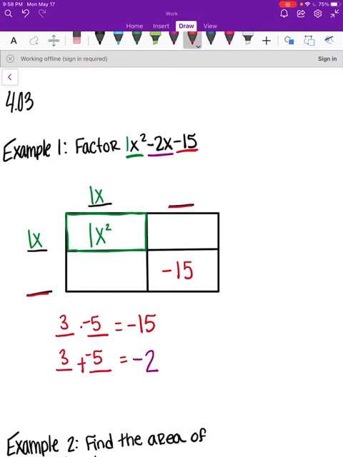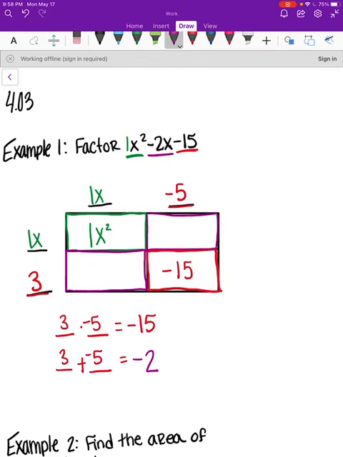So I'm going to go ahead and put, it doesn't matter where, the positive 3 here and then negative 5 over here. And positive 3 times negative 5 gives me the inside of this red box. So now I just need to find this purple box and this purple box.